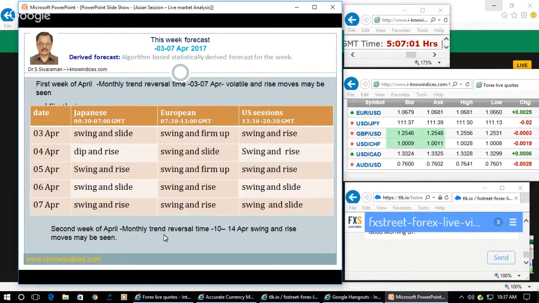And after the week beginning false move during the start of the next week, they are expected to make an upward rising move, and that will be unassuming gaining moves in the market. And that will be the trending move on the upside during the 2nd, 3rd, and 4th week of April. So this is what the forecast says.